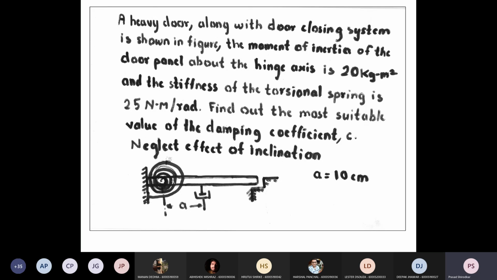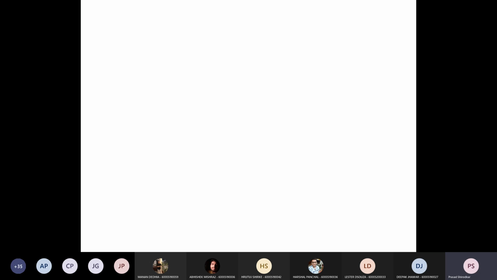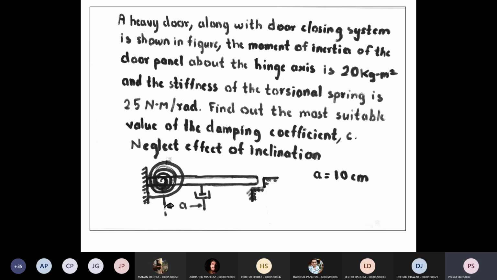Here the distance A is given, and A is 10 centimeters. We have to find the most suitable value of damping coefficient C. That is what they have asked. Neglect the effect of inclination. So first thing, let's construct a free body diagram.